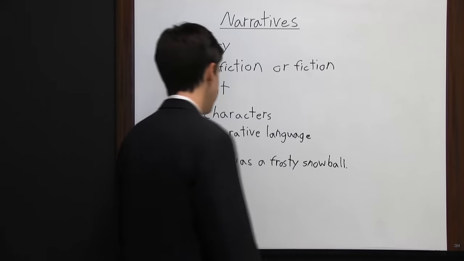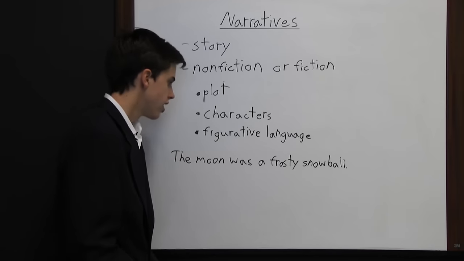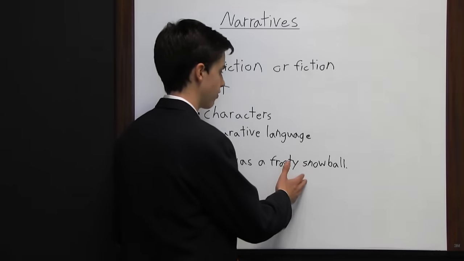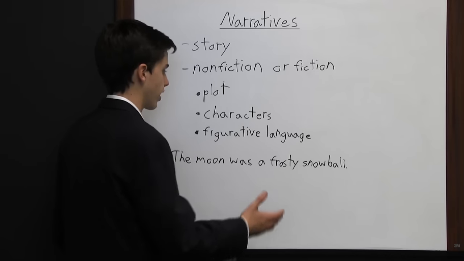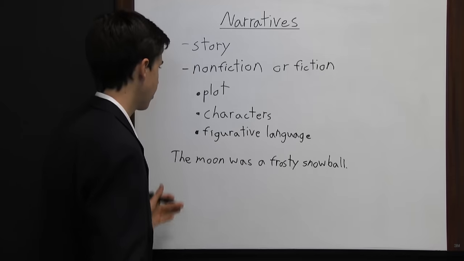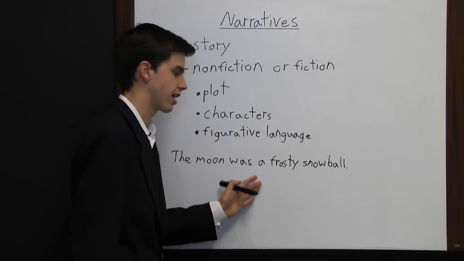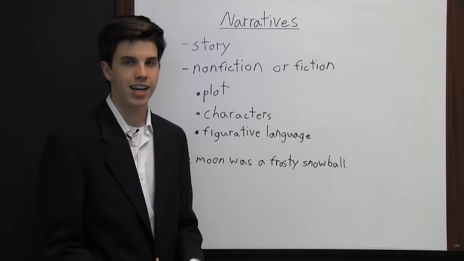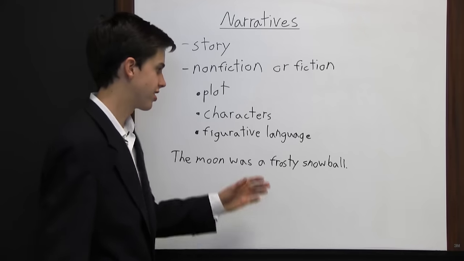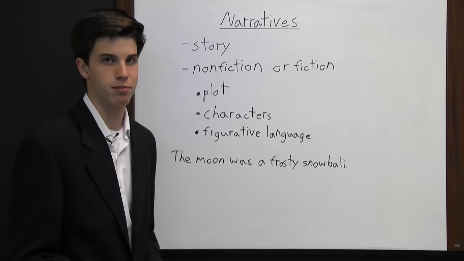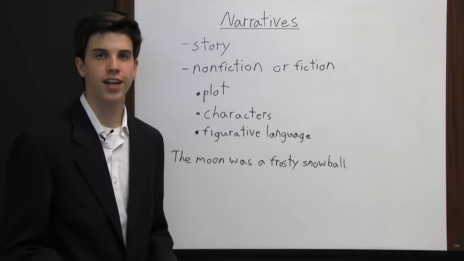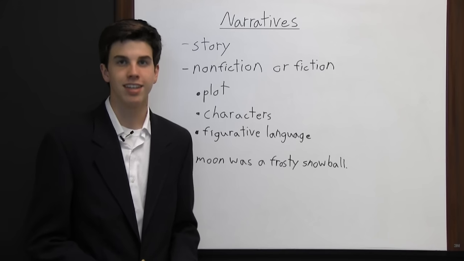Look at that sentence. The moon was a frosty snowball. So notice here, the moon wasn't actually a frosty snowball, but basically the writer is saying the moon looked like a frosty snowball. So that's an example of figurative language, because this is an example of a metaphor. So any kind of narrative is going to include sentences like this one that leave some things up to the reader's imagination. So the important thing to remember about a narrative is that it tells a story.